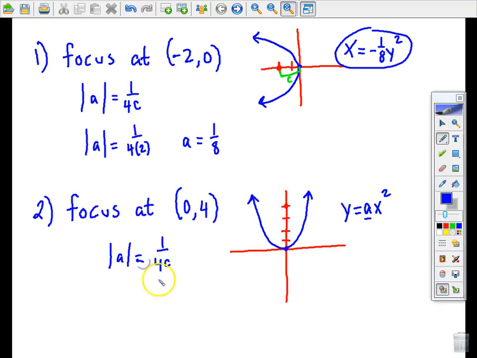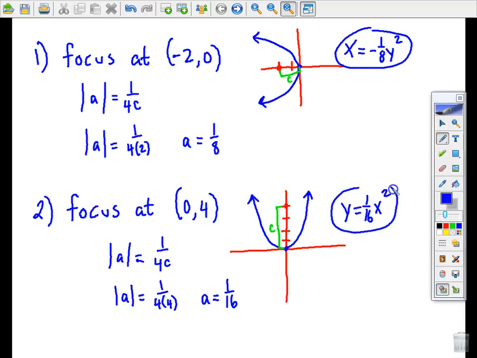Use this formula a lot when you're dealing with parabolas. All right, well, this time my c number, the distance between vertex and focus, is 4 units. So this time in this formula, I'm going to replace c with 4, and I get a of 1/16. Okay, so we're pretty much done. I'm just going to replace the a variable in this equation with 1/16. The final answer is y equals 1/16 x squared. Okay, so that's the first two problems.